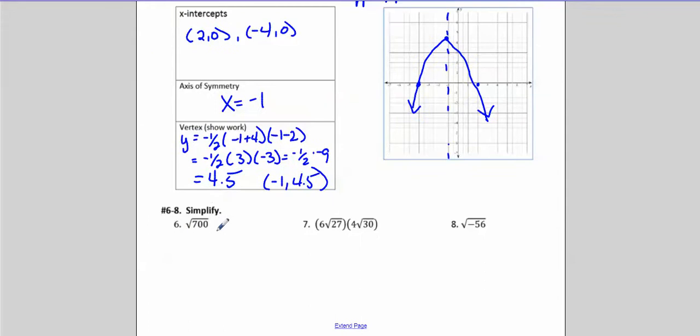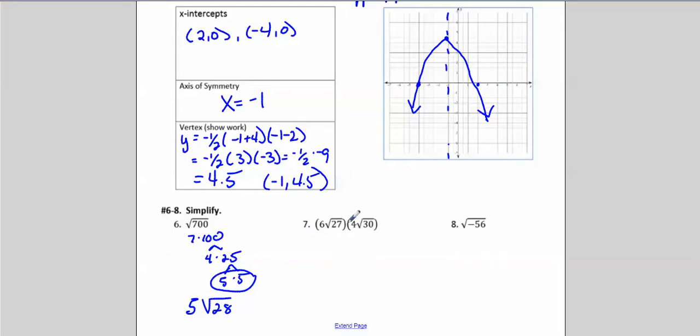All right, to simplify the radicals, you want to break them into their prime factors. So 700 would be 7 times 100, and then 100 would be 4 times 25, and 25 is 5 times 5. So anything that appears twice can come out of the radical. So the 5 can come out, and that would leave 7 times 4 inside. So that would be 5 root 28.